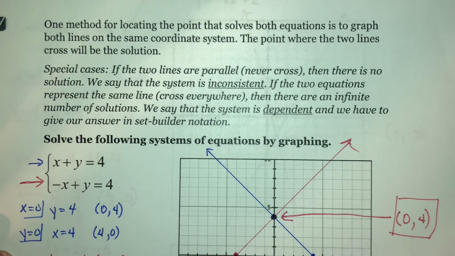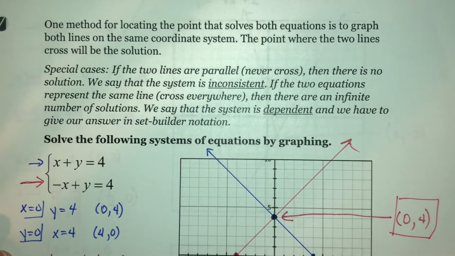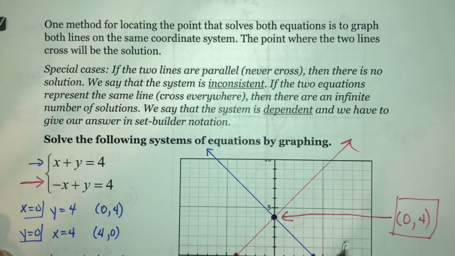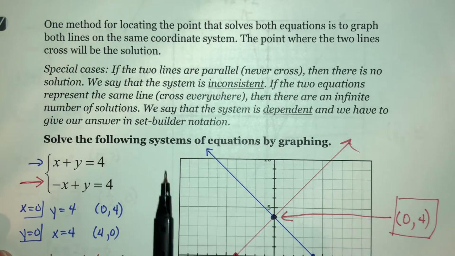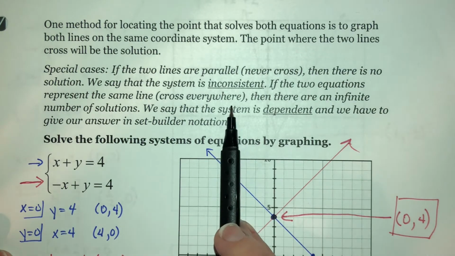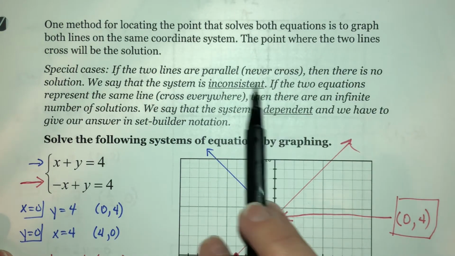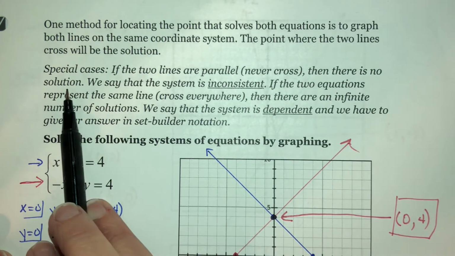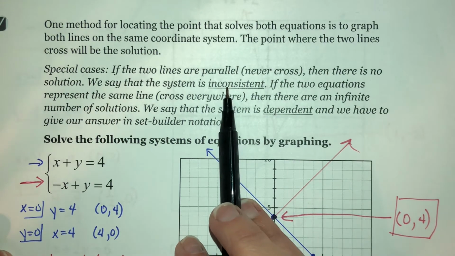Now, admittedly, this is not the most practical way to solve a system, but it is the theory behind solving a system, and it is the language we use every time we're talking about systems. Okay? Now, there are a couple of special cases. It is possible that our lines never cross. If we have parallel lines, they're never going to cross. If they never cross, and our solution is where they're supposed to cross, then we end up with no solution. We say that the system is inconsistent.